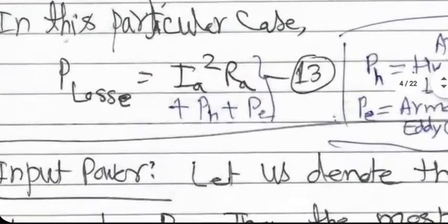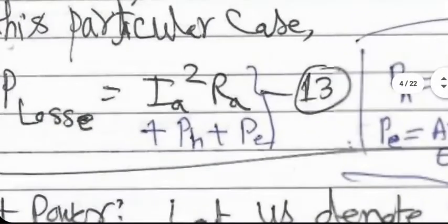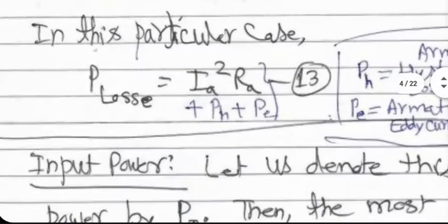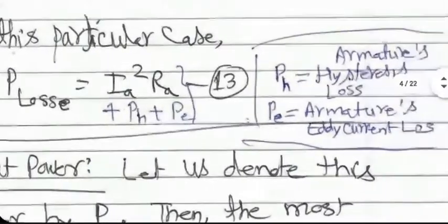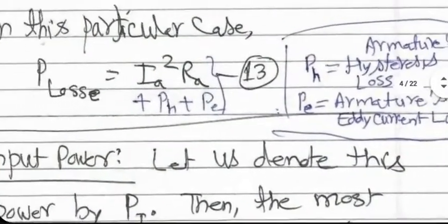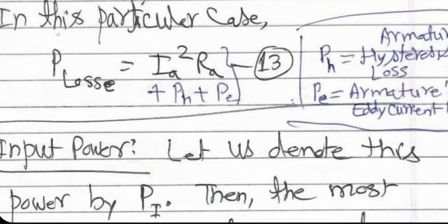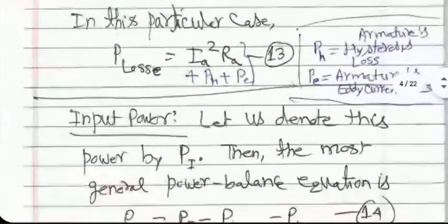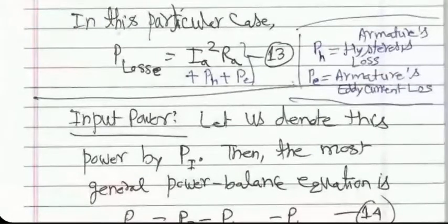And on top of it, iron losses or core losses will be there, which will have a loss due to hysteresis and loss due to eddy currents, exactly like what we saw in case of transformers. We have equations to calculate PH and PE, but we don't generally need them. You are normally given the values of iron losses.